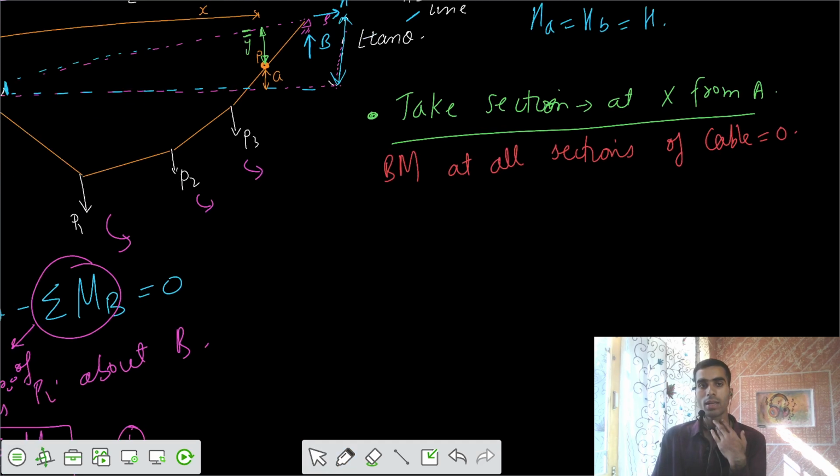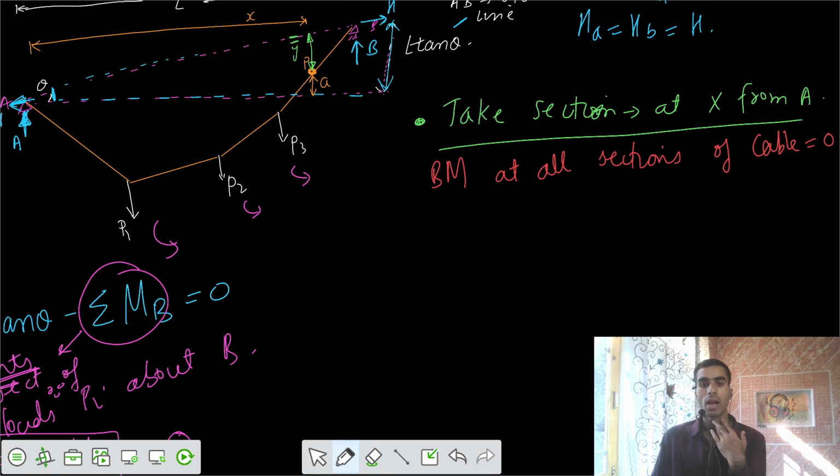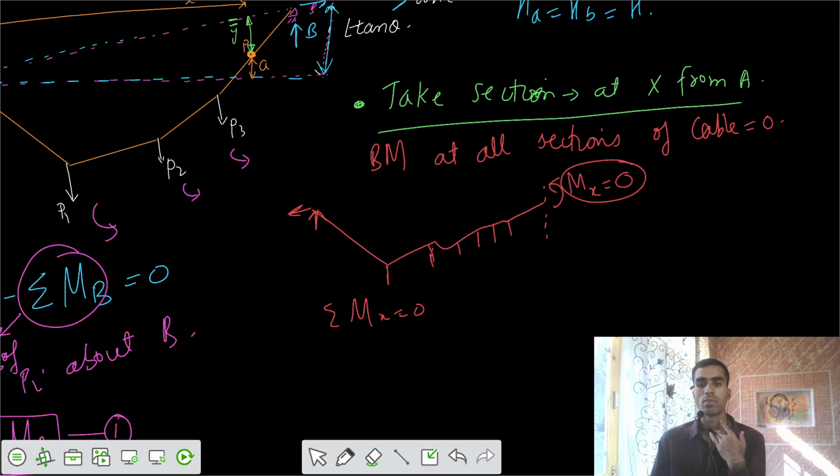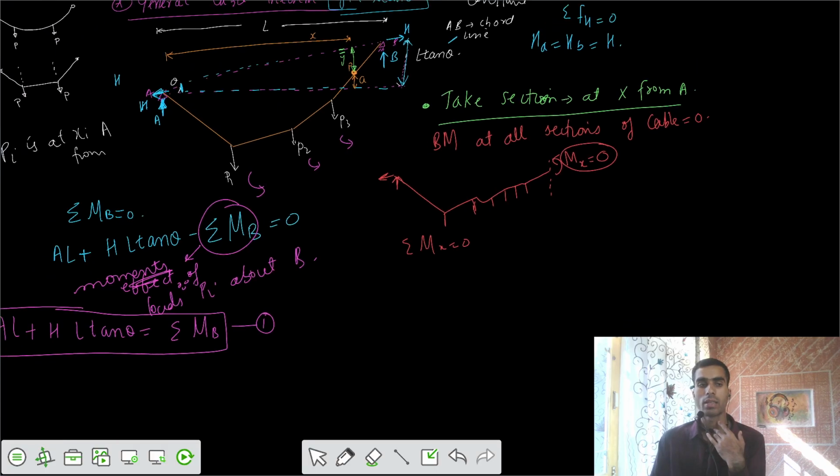Now, if I cut any section, we have some general configuration here, with loads P1, P2, P3, and up to that section X, we will say there was some bending moment Mx, and that equals 0. Now, if I apply summation of moments at that section equals 0, we have some reaction HA and some reaction A, and we can get something from here.